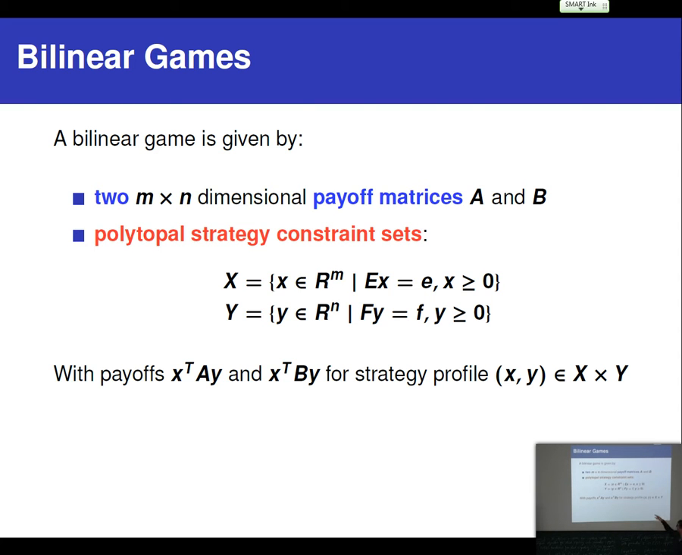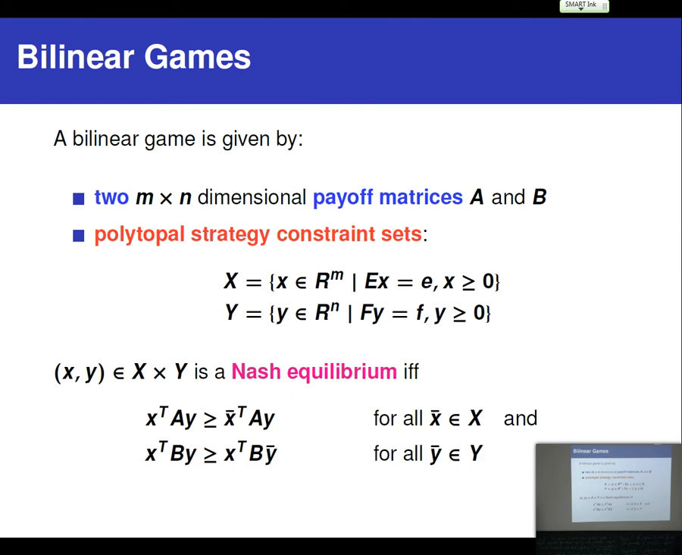The difference here is we now have these strategy sets. Player 1 has to play a strategy from X, player 2 from Y, where before these were just simplices, all mixtures over a finite set of pure strategies. Now these can be more complicated things. The payoffs are, as we've seen, x^T A y and x^T B y, as for a bimatrix game, and the Nash equilibrium condition is exactly what you'd expect. The only difference is that X and Y are not simplices anymore.